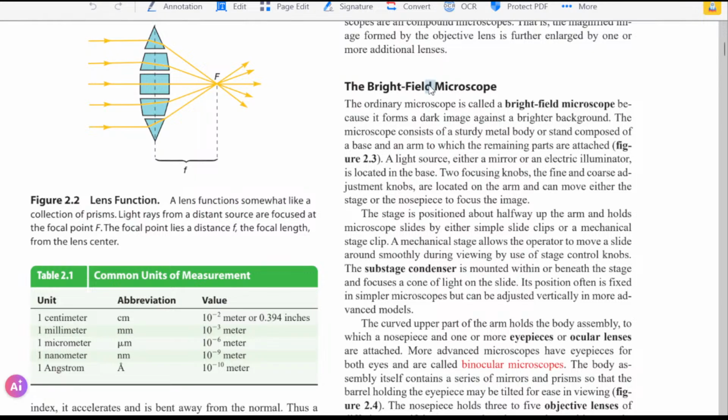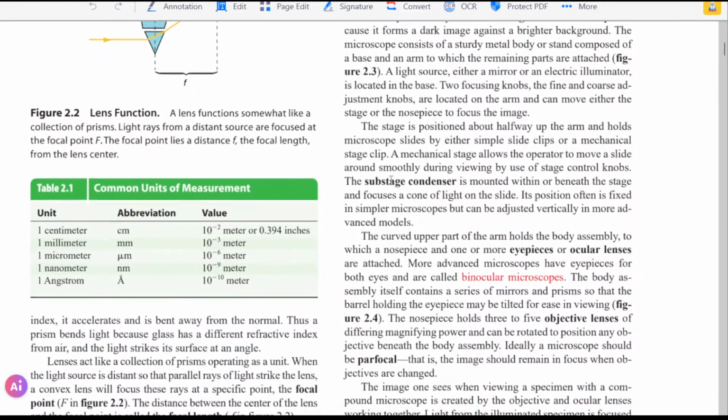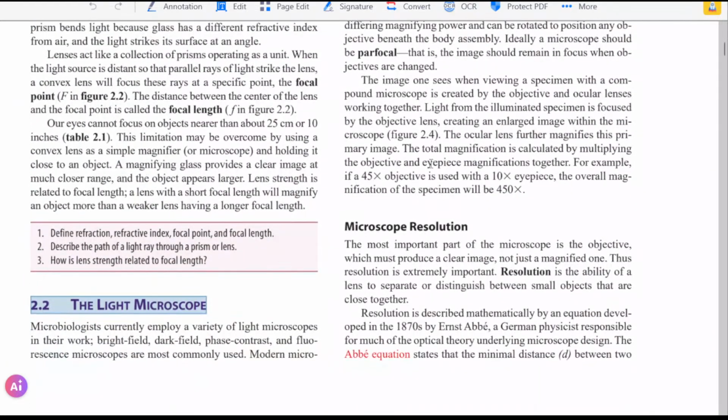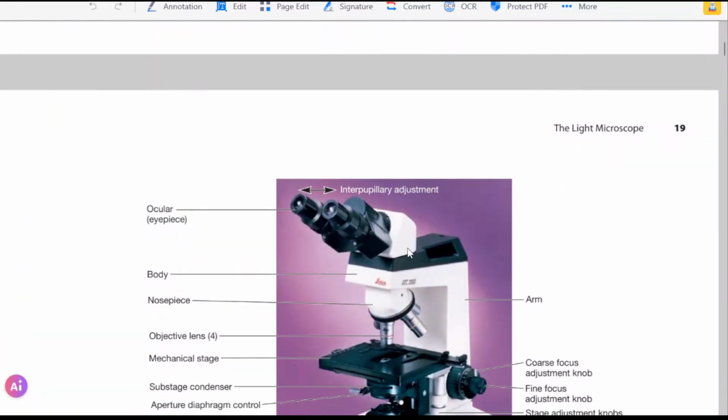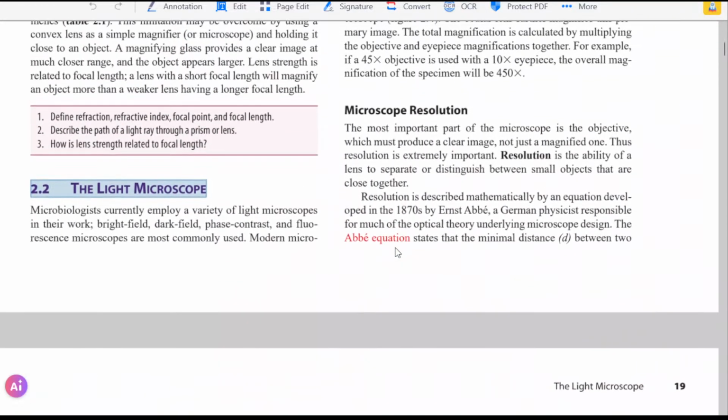And the bright field microscope is one type of light microscope, where the background is white. When you study the specimen, it is colored, but the background is white. So we were studying how the bright field microscope was constructed, and we studied all of that.